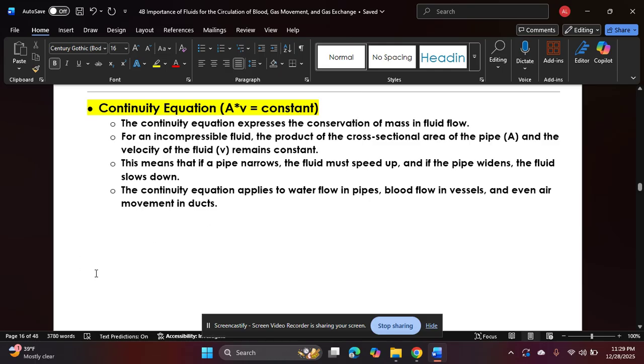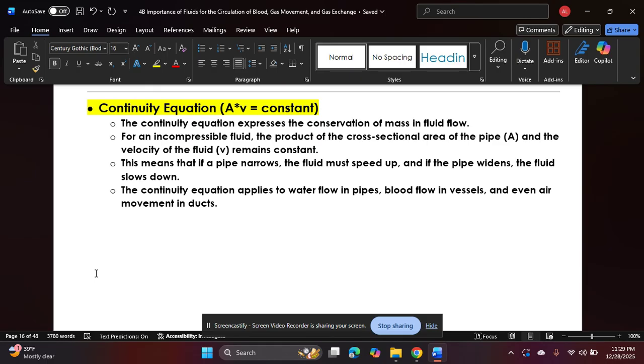A into V equals constant. The continuity equation expresses the conservation of mass in fluid flow for an incompressible fluid. Alright, we saw compressible fluid. Now we're going to talk about incompressible fluid. The product of the cross-sectional area of the pipe A and the velocity of the fluid V remains constant, right? This means that if a pipe narrows, the fluid must speed up, and if the pipe widens, the fluid slows down, right?